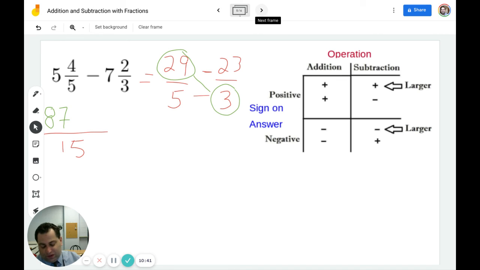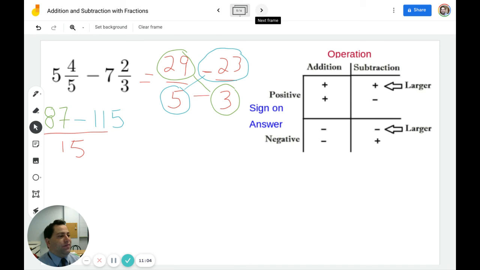Here I have negative 23 times 5. So 5 times 20 is 100. 5 times 3 is 15. So it's going to be negative 115.